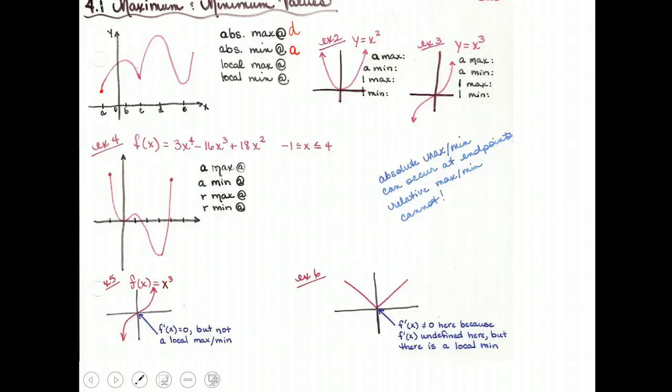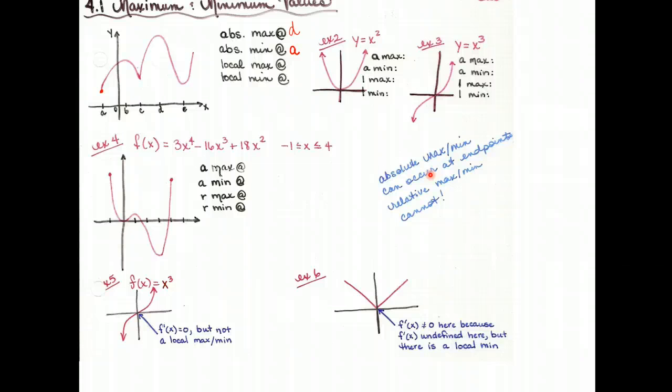At A, right. The absolute lowest point is at A, and even though that's an endpoint, remember that absolute maximums can occur at endpoints. Relative, no, but absolute, yes. All right, how about local maximum?